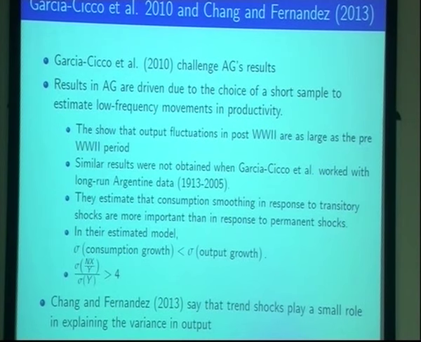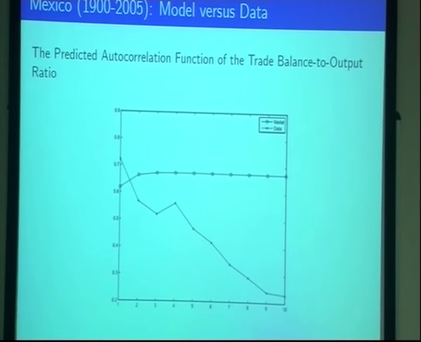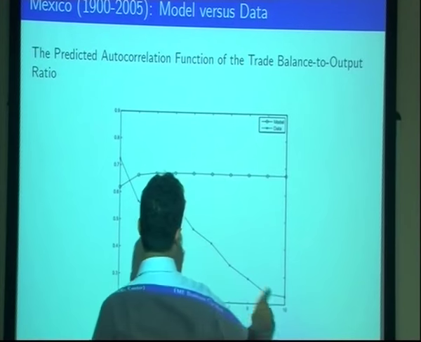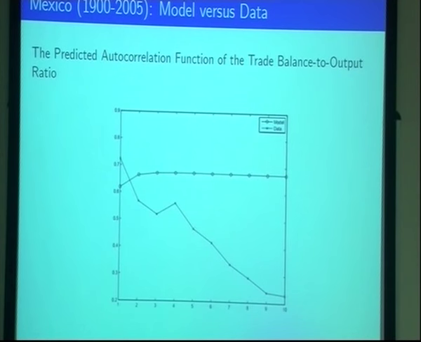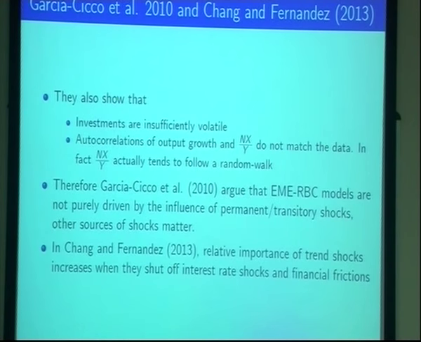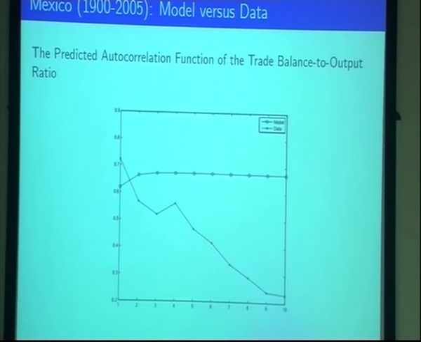What seems to be mattering in explaining EME stylized facts is not so much trend shocks, but it is transitory shocks and frictions and financial frictions. And once you begin to add those things, the relative importance of trend shocks goes down by a lot. Okay, so, and then there's a criticism on the autocorrelation function. The data predicts a downward sloping autocorrelation function, but the model seems to generate the trade balance output ratio as a random walk. So there's again a source of discrepancy. Okay, so that's where we are.